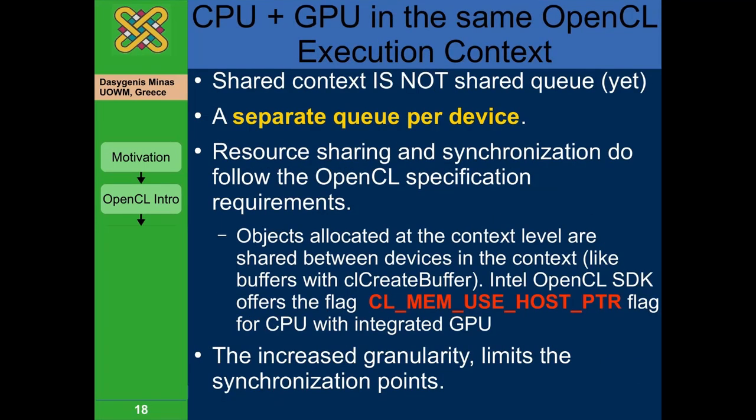So, how do we use the CPU and GPU in the same OpenCL execution context? As I said before, we have a separate queue for every device, which means that we have to allocate tasks in the two or more queues that we have on our system. Objects that are allocated at the context level have to be allocated in memory, and when we have CPU and GPU on the same die, we can share the memory. This can be done using the parameter CL_MEM_USE_HOST_PTR flag to have the same pointer, and we can share and allocate tasks with different granularity. I will discuss the granularity in the following slides, which means the level of parallelization.